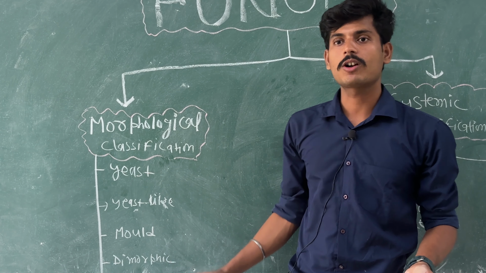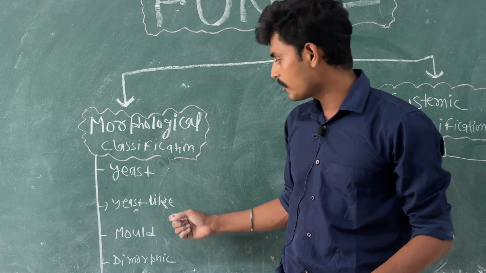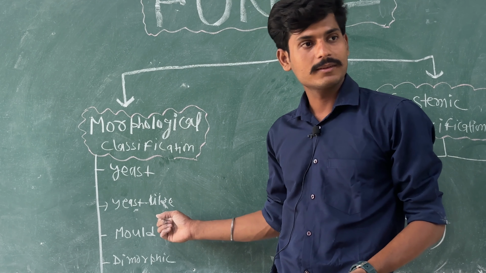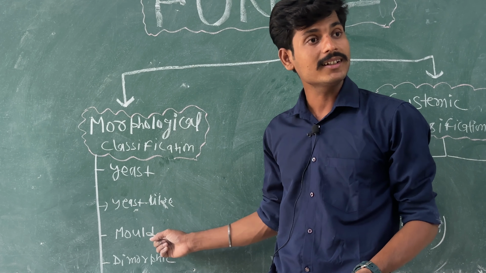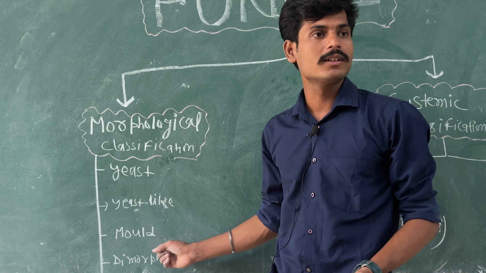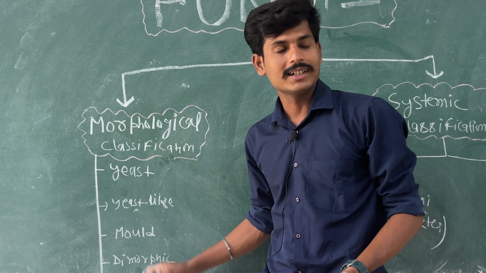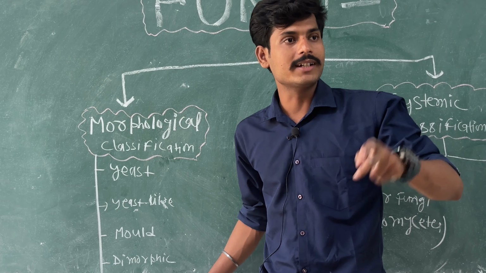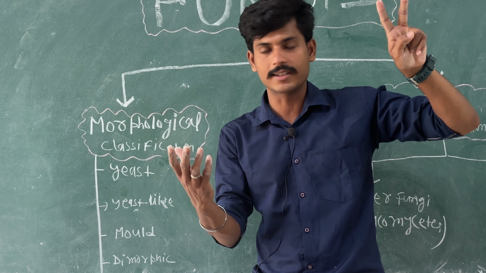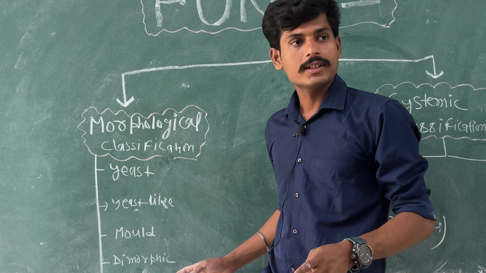The first one is called the yeast. Another one is called the yeast-like. It is not a true yeast, but it is yeast-like. Then we have the mold, and we have the dimorphic. Dimorphic means having both yeast-like and mold-like structure. Di means two. Morphic means appearance. That's why they are called the dimorphic.